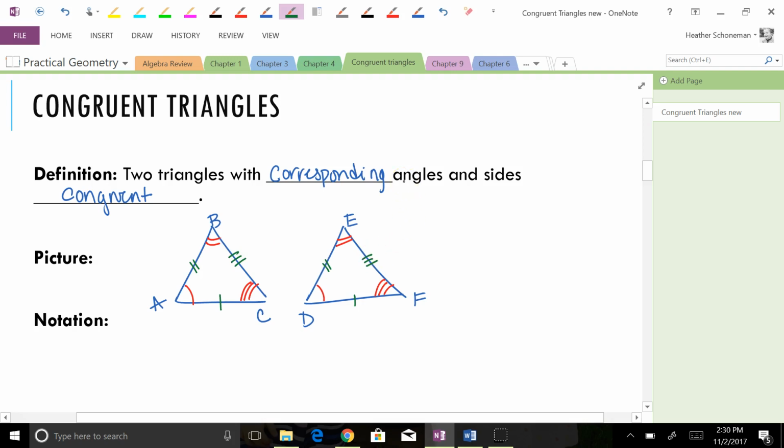The notation is to write a congruent statement. So we're going to write triangle ABC is congruent to triangle. It doesn't matter how you write the first triangle, but the second triangle has to match. So since A has the 1 arc mark in it, it's got to match with D. And B has the 2 arc marks in it, so it has to match with E, and then last would have to be F.